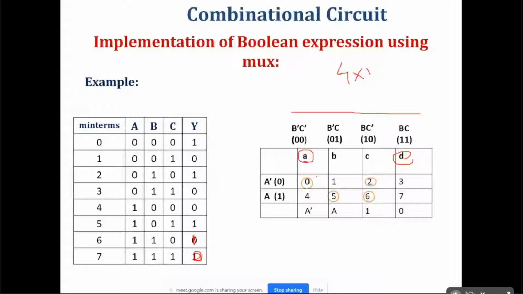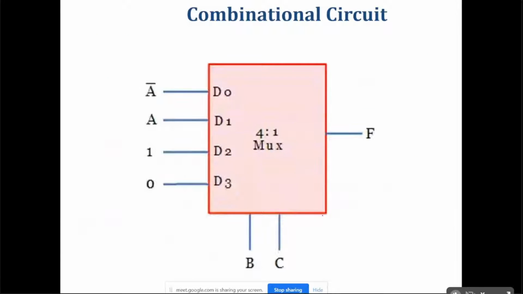selection line combination B dash C dash. Here if we observe only the A dash component is encircled, so we'll connect A dash with the input a. Okay, for the next combination, A is encircled, so we'll connect A with the b input. For the next combination both are encircled, so 1 will be connected with the next input. Here for D, nothing is encircled, so 0. So the inputs will be A dash, A, 1 and 0. So the implementation is like A dash, A, 1 and 0.